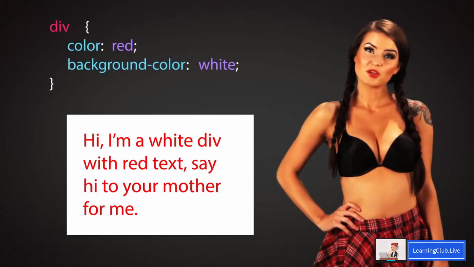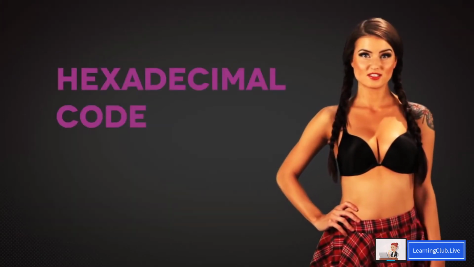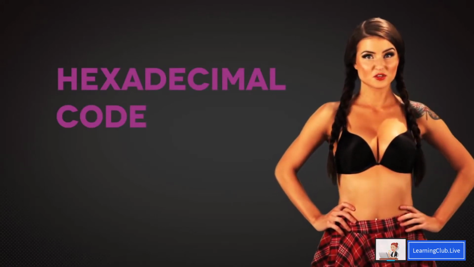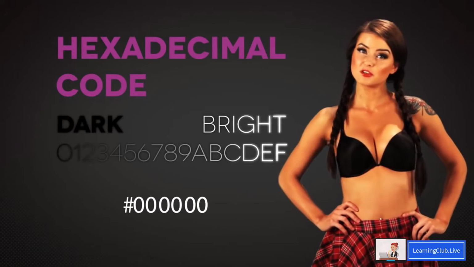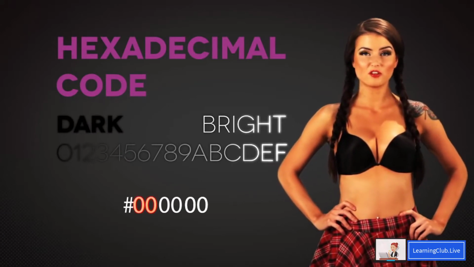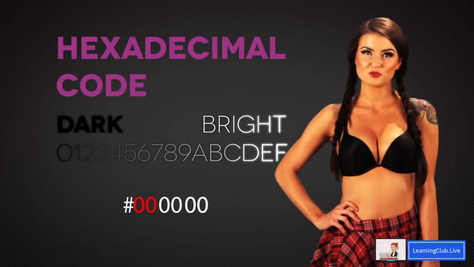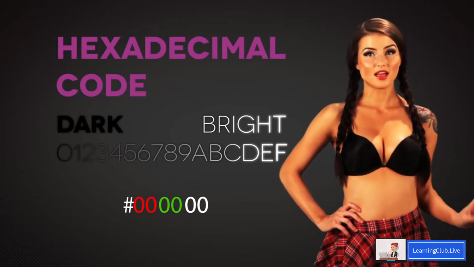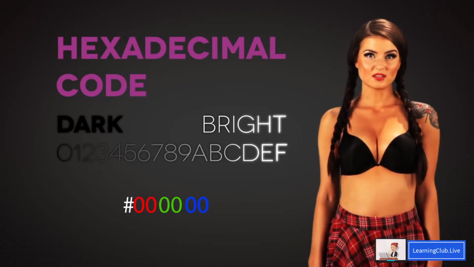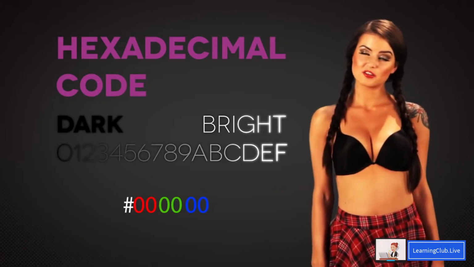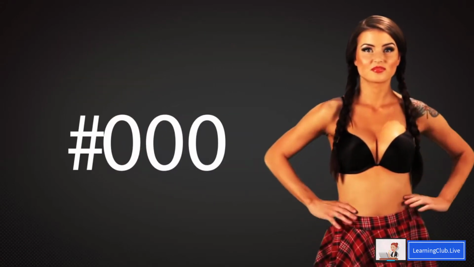Next, you can use a special code called the hexadecimal code. The hex code is a 6-digit code made up of letters and numbers. The first 2 digits correspond to the level of red, the second 2 to the level of green, and the last 2 to the level of blue. If values repeat, it can be shortened to 3 characters like this. There are a lot of great color pickers out there. Check them out. We'll list a few in the description of the video.